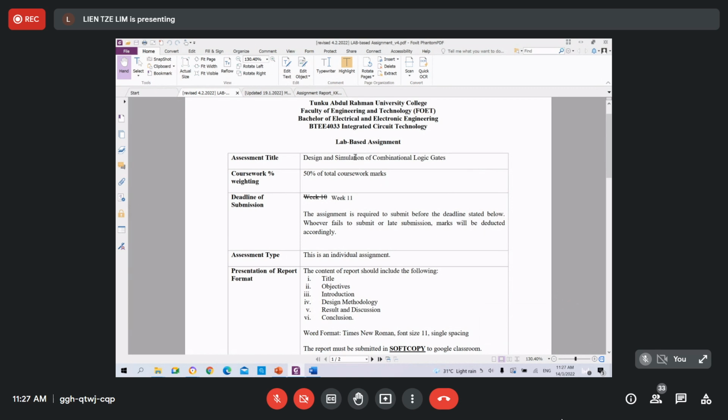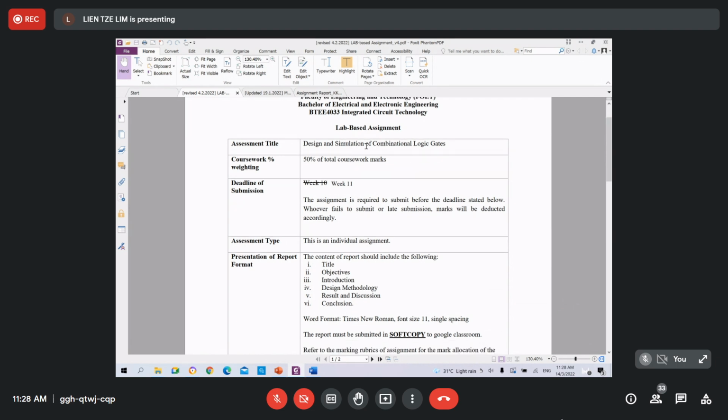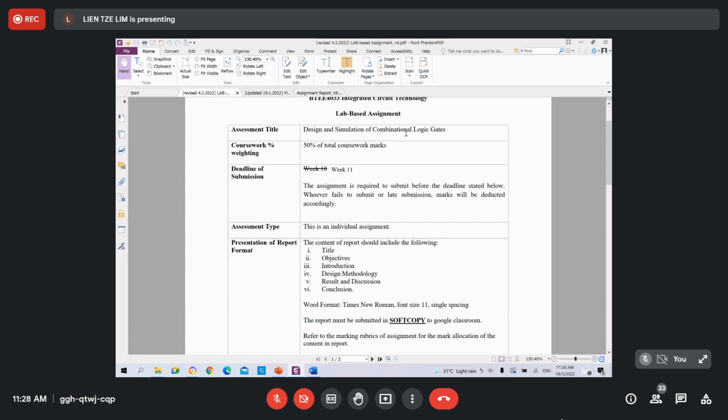Okay, lab-based assignment. This is the assignment that I have uploaded to you in Google Classroom. I'm not sure whether you noticed it or not. The assignment is about design and simulations of combinational logic gates, and the coursework mark consists of 50%. This means you will have to write a report, and the report is also important. All must submit.